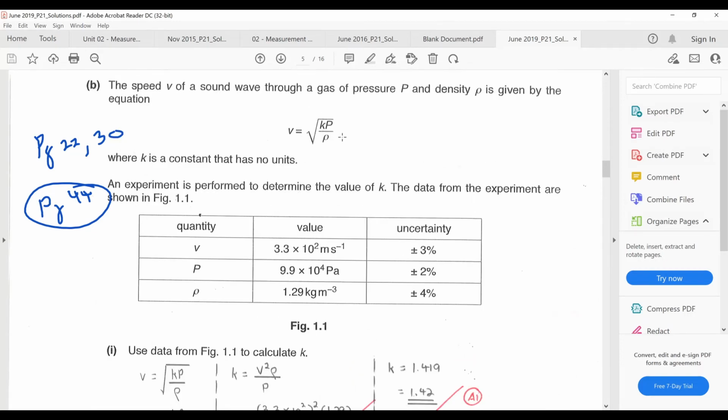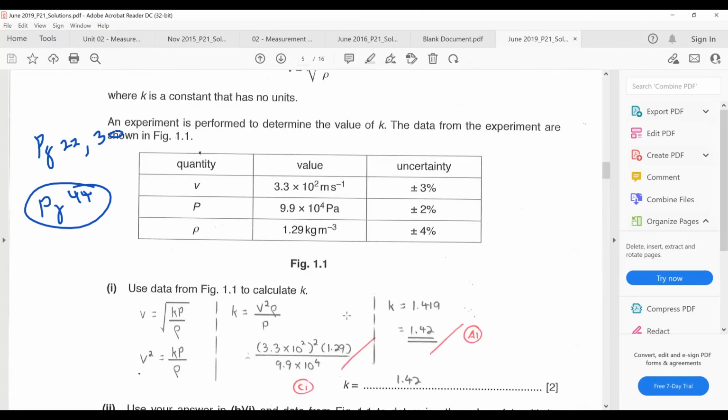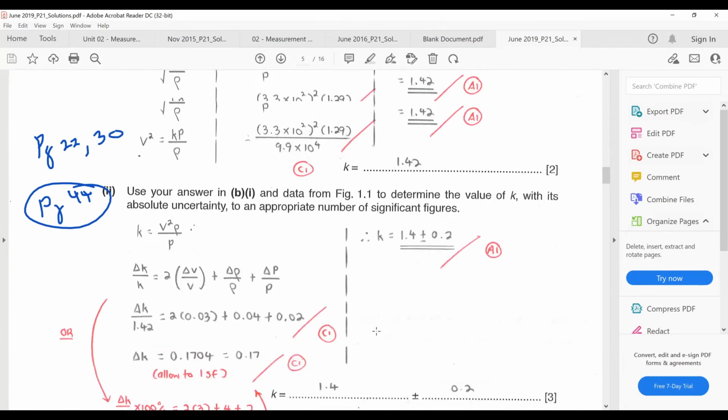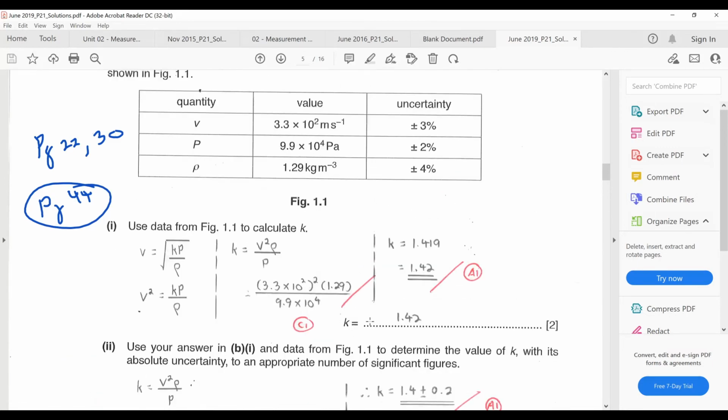So v is the square root of Kp over rho. You want to find K. You just substitute in all the values that you have to find the value of K. Okay, so you get 1.42. This one shouldn't be an issue.